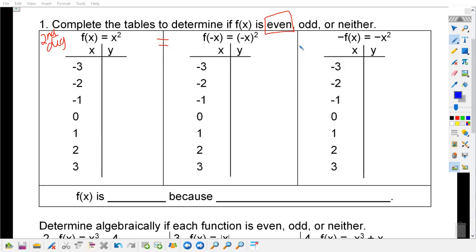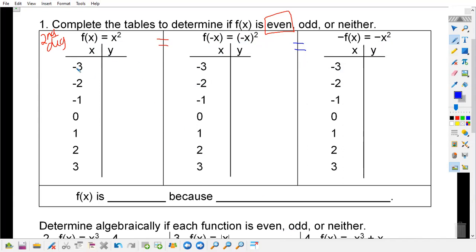Okay, if it's odd, then these two tables will be the same. Okay, even, your original table and the opposite x will be the same. Odd, the opposite x and the change in your y's will be the same. If it's an even function, these two tables will look identical. If it's an odd function, then these two tables will look identical.